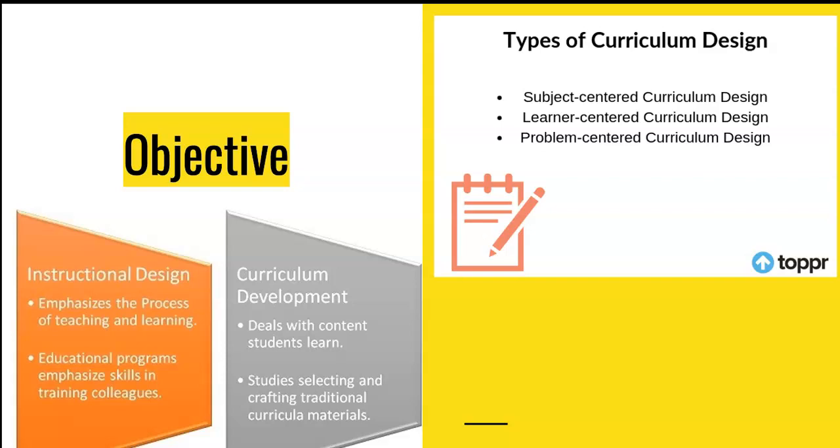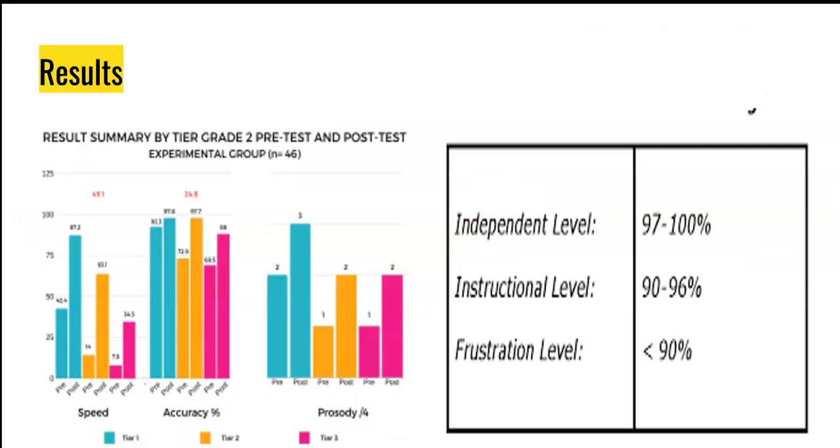And so you see on the side, we'll also be talking about those 3 types of curriculum design. And this is my result summary from Tier Grade 2, pre-test and post-test. I couldn't show the numbers too much on the screen, but this is the speed, the accuracy, and the prosody, and based on the independent level, instructional level, and frustration level, you can compare the difference. So that's what we have so far in the result summary.